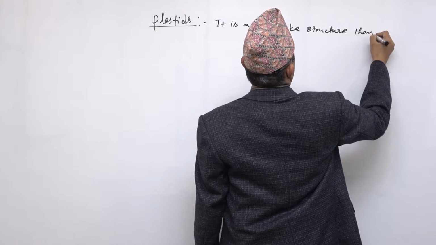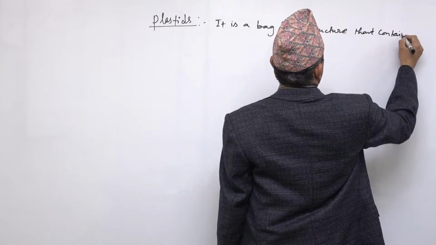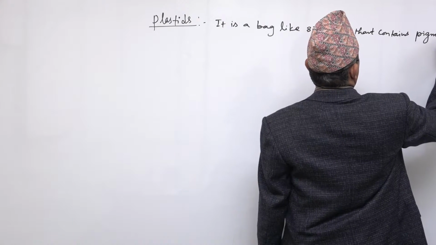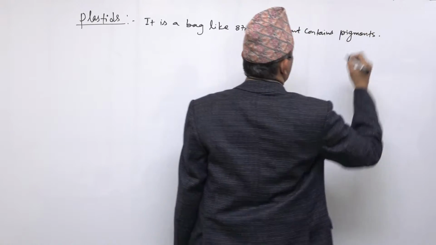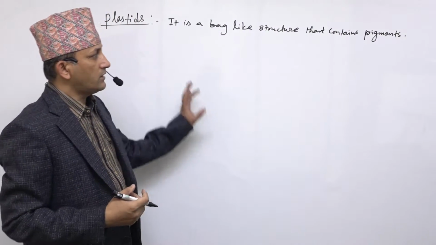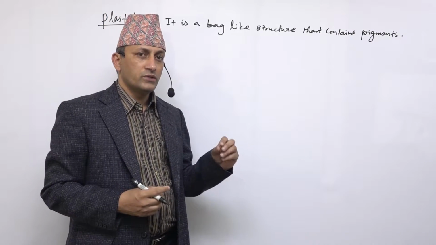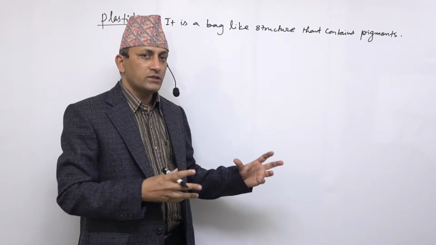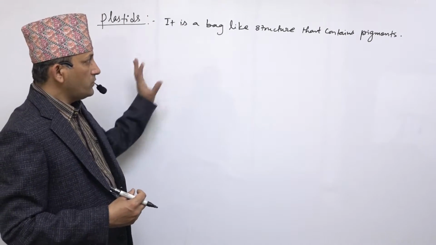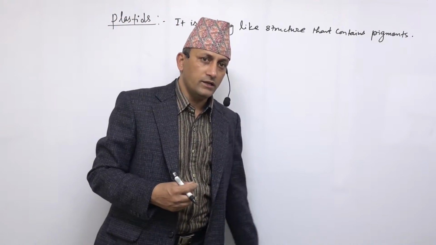A plastid is a bag or a small pocket-like structure inside a plant cell that contains pigment. Pigments means color. There are pigments inside the cell, and these colors are kept inside a pocket inside the cell, and this pocket within a cell is known as a plastid if it contains pigments or color inside it.